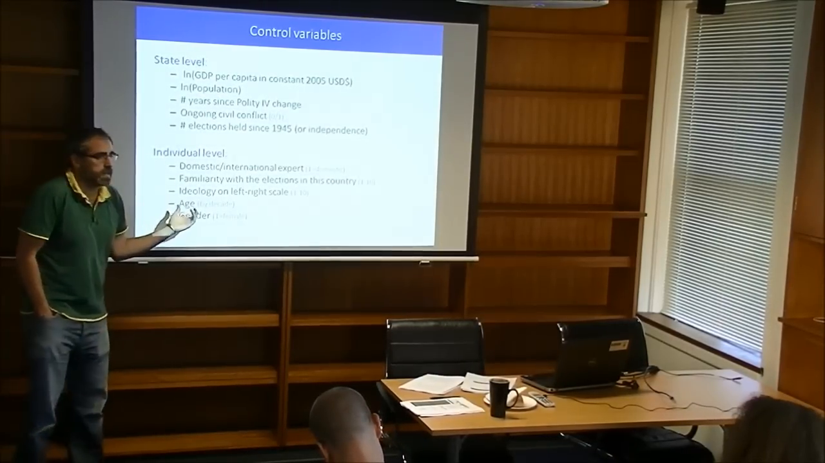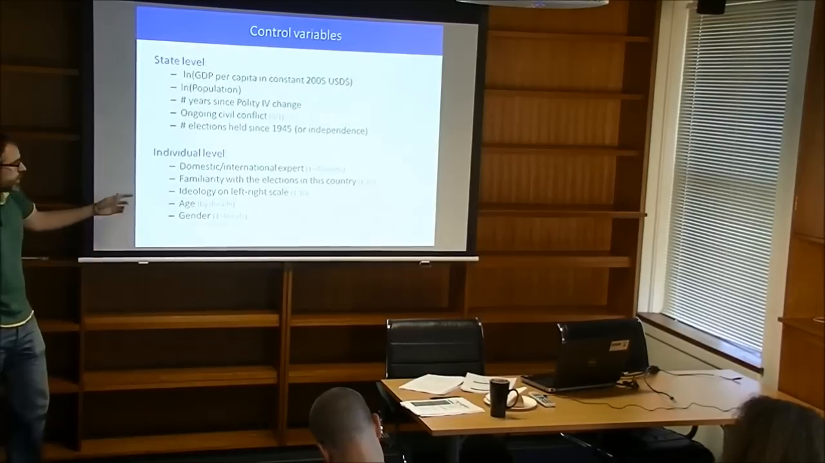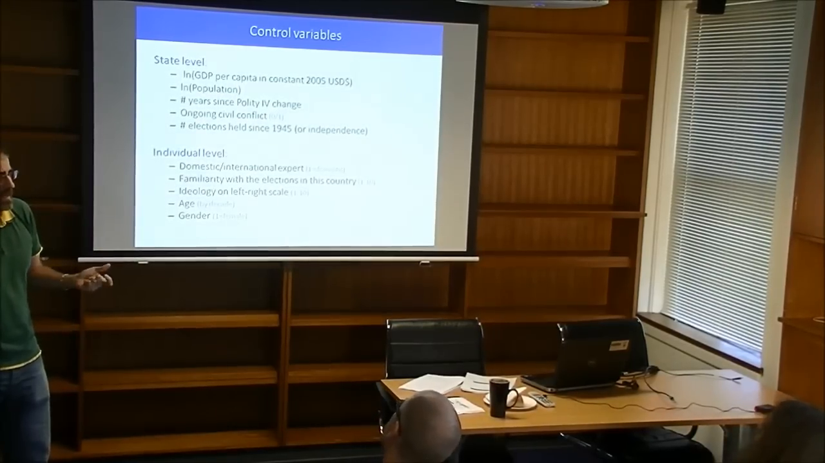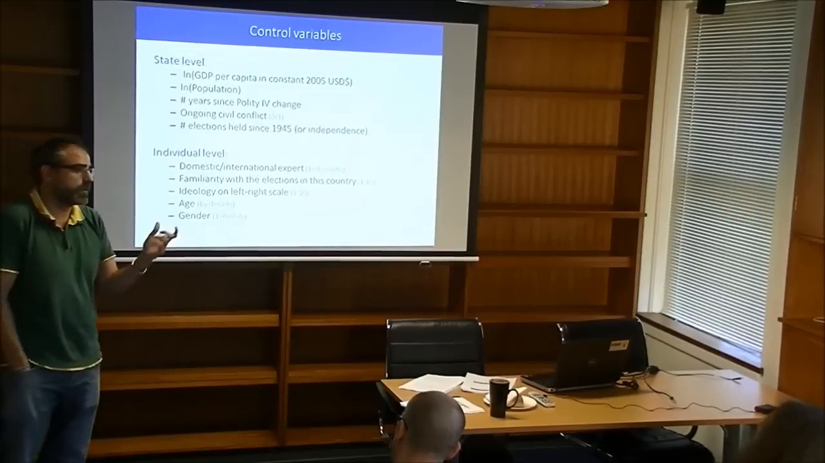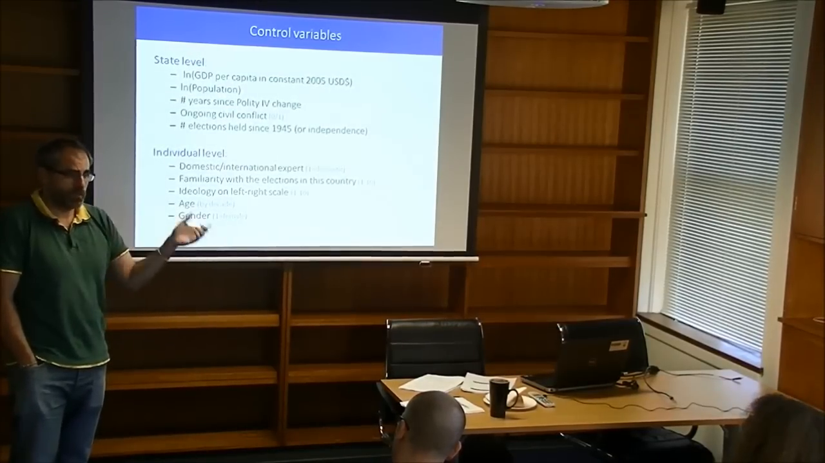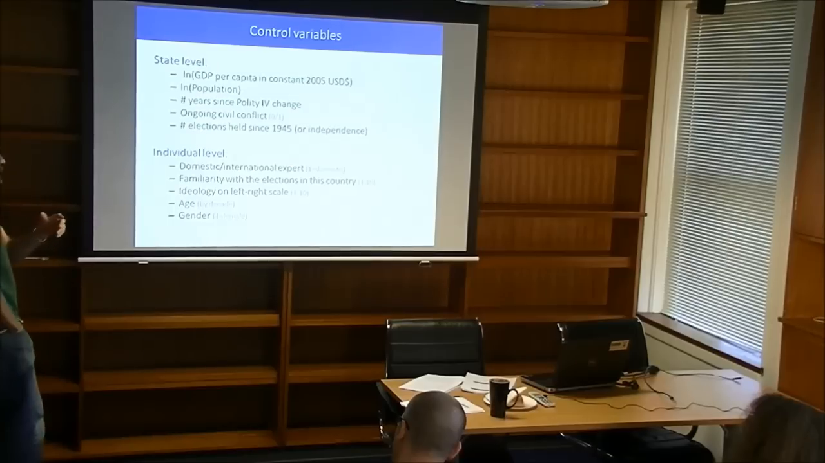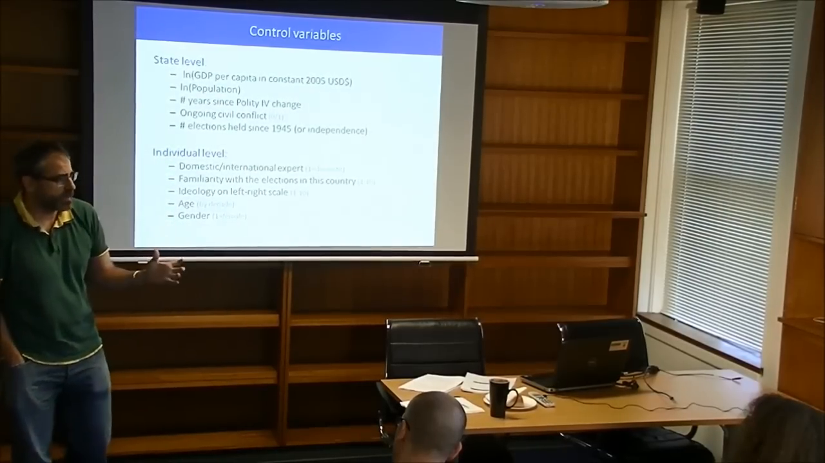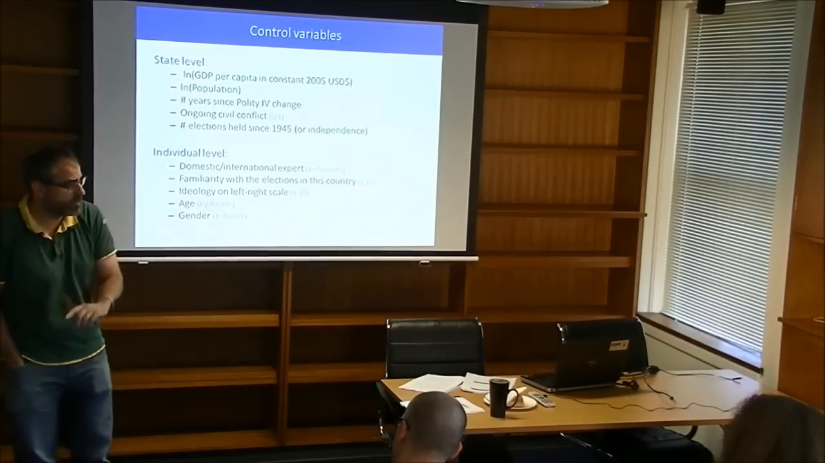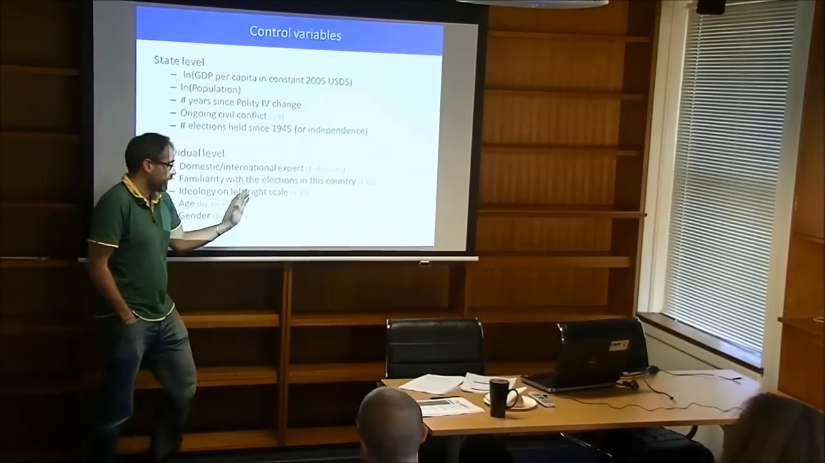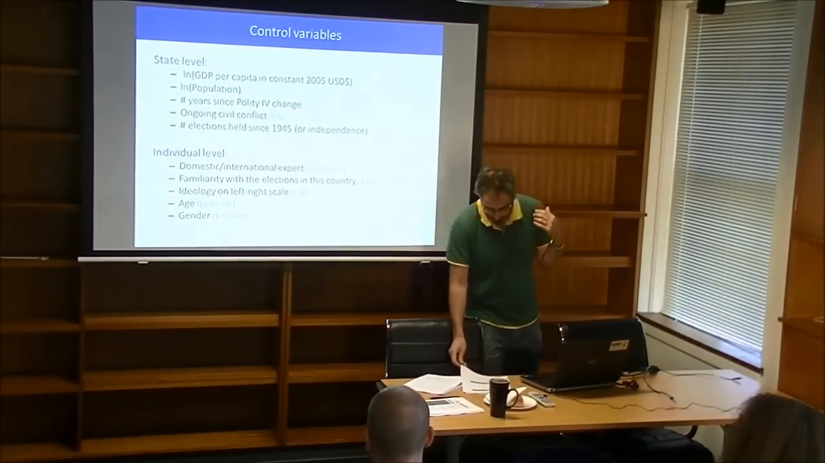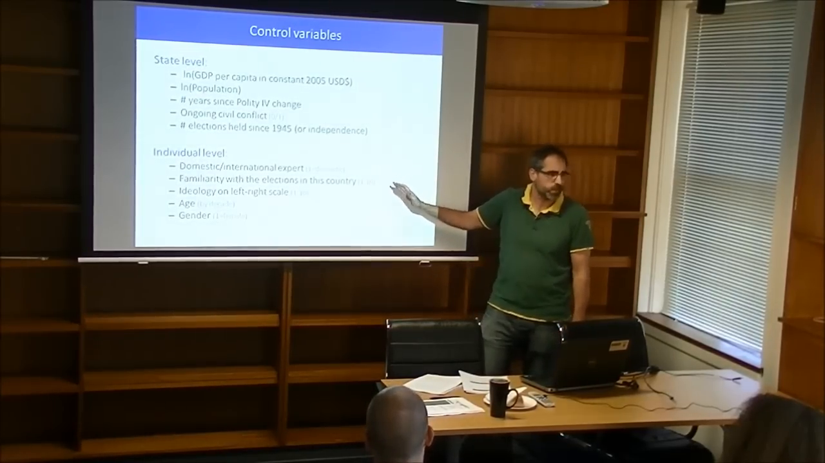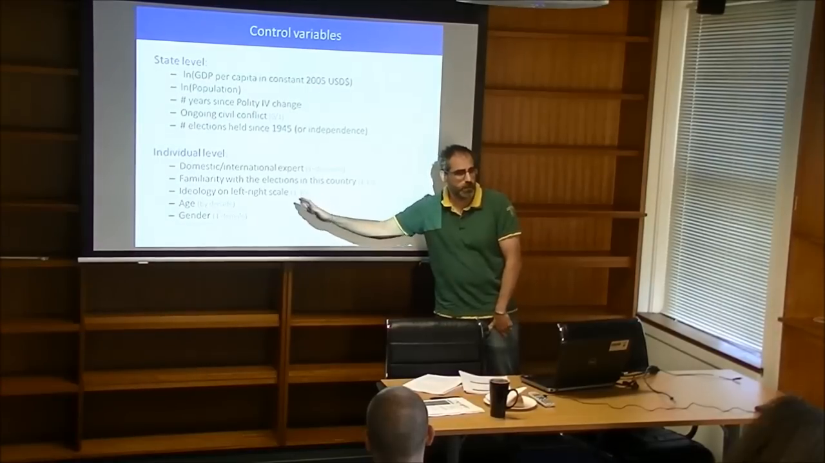At the individual level, so basically this is going to be at the expert level, we're going to use whether the expert is domestic or international. The argument being that maybe domestic experts have a better or a worse attitude toward evaluating their own election than the foreigners. Then the familiarity with the elections in this country. In the survey the question is how familiar you are with the elections in this country, and you would be surprised. Granted, around 70% of the people locate themselves between 8 and 10, but still you have some people going down to 6 and 5, right?